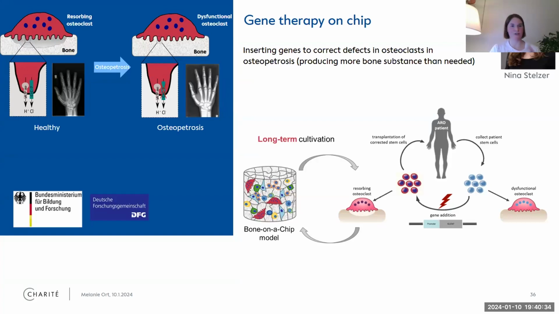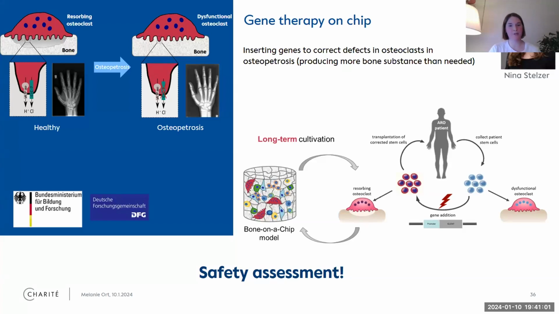So the osteoblasts just work away, and the osteoclasts are basically sitting there, not being able to do their job, and then basically your whole body becomes bone. And for this, there is an idea for a gene therapy, but of course, this is a very individual disease. So Nina would like to do a safety assessment on the bone chip.